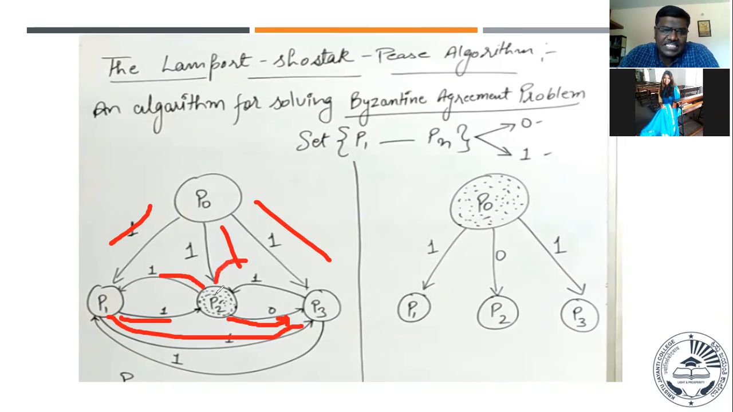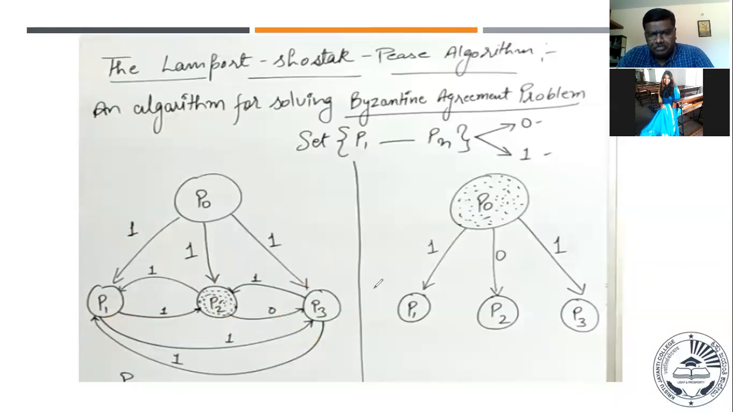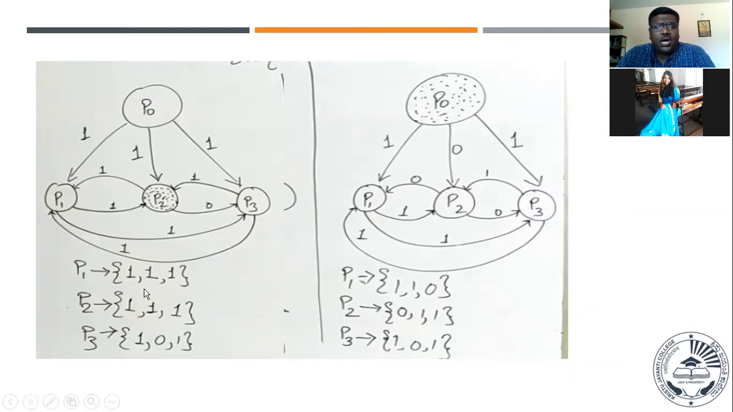And in this place there is a conflict. So to avoid this confusion, what we are going to do is take all the set of values, whatever messages have come from all the other nodes. So P1 is receiving 1 and 1 from P0 and P3, and 1. So the maximum of these three is going to be 1.